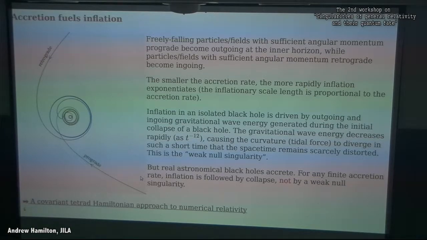Poisson and Israel, in their original paper, considered an isolated black hole, in which the ingoing and outgoing accretion flows were driven by gravitational radiation. That certainly happens, but gravitational radiation decreases very rapidly with time. The quadrupole, which is the slowest decaying, has an energy density that decreases as t to the minus 12, and higher multipoles decrease even faster than that. So if you just include gravitational wave energy, the curvature diverges in such a short time that the space-time remains scarcely distorted. And this is the weak null singularity.